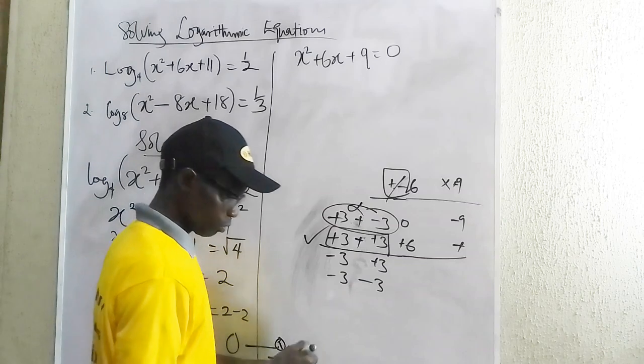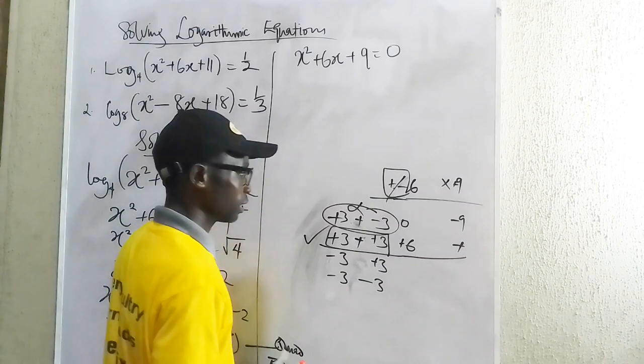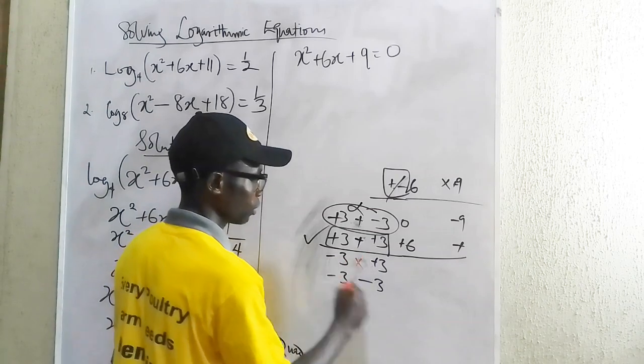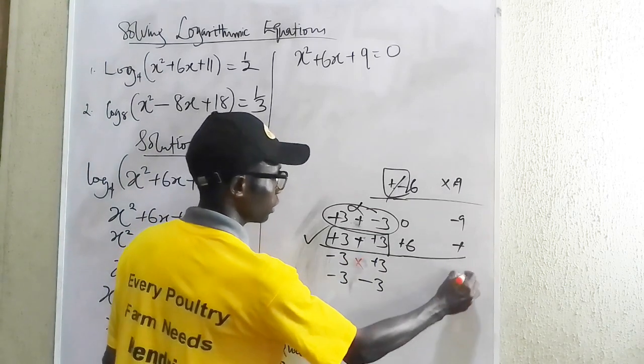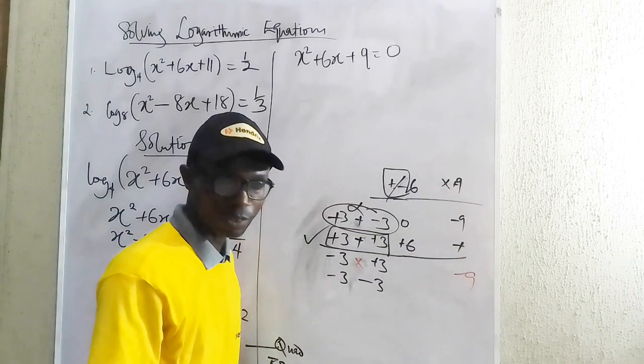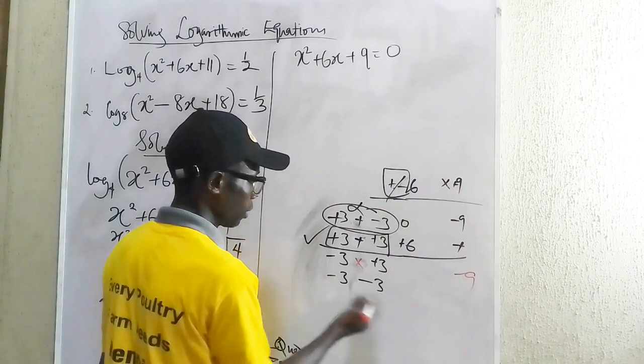We may not continue with this, or let me just do it to prove that these ones are wrong. If I put a times here, minus times plus is what? Minus. It gives 3 times 3 is 9, so it's already wrong because we're actually looking for plus 9. So there's no, and okay, fine.